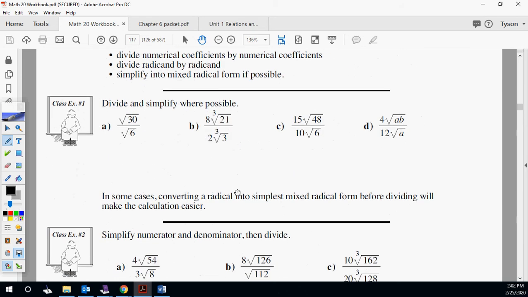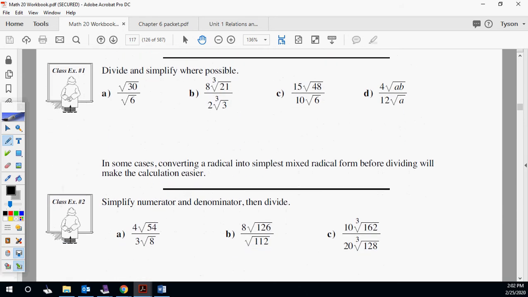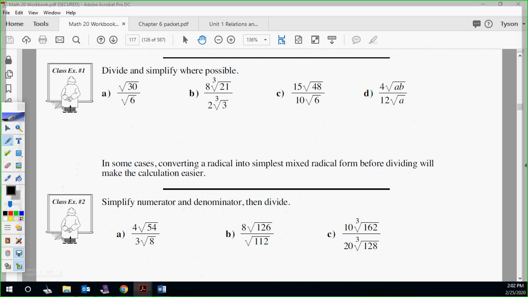So before, we're not going to do rationalizing yet. We have some kind of straightforward ones. So root 30 over root 6, guys, is simply root 5. 30 divided by 6. Okay. So b, we're at the same index, so we're okay. 8 divided by 2 is 4. 21 divided by 3, cube root 7.